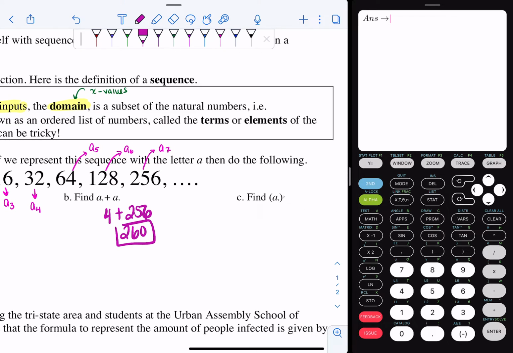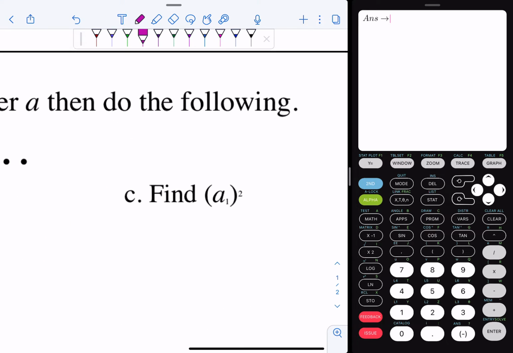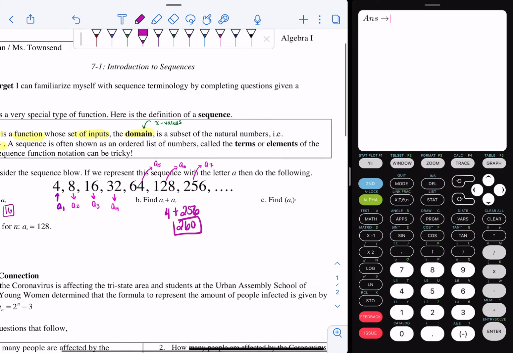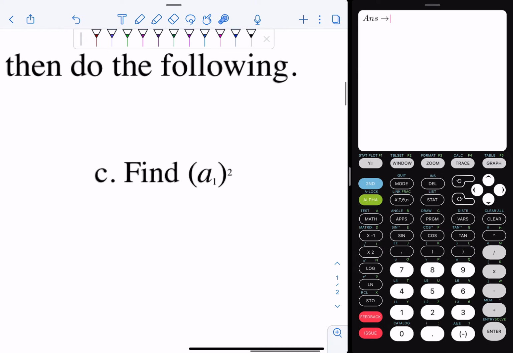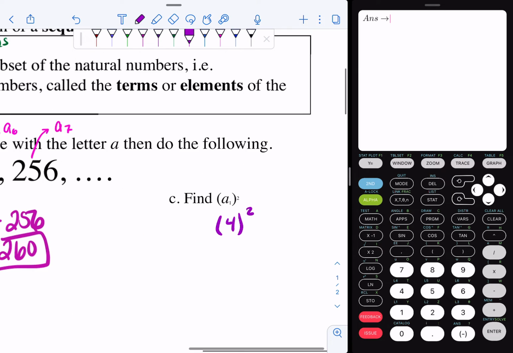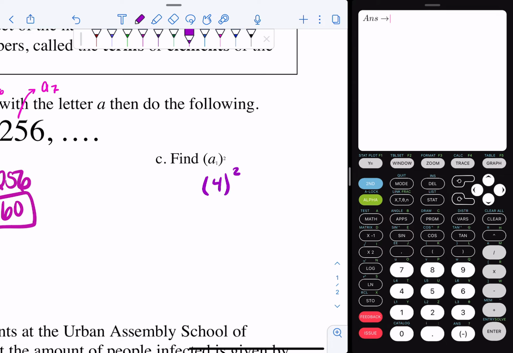Part C, find a sub 1 squared. So for this one, I need to know what a sub 1 is. If I look, a sub 1 is 4 again. So I'm going to do 4 squared. What's 4 squared equal to? Very good, it's 16. Because 4 times 4 is 16. I also could have gone into my calculator and typed in 4 squared and hit enter and got 16 that way.